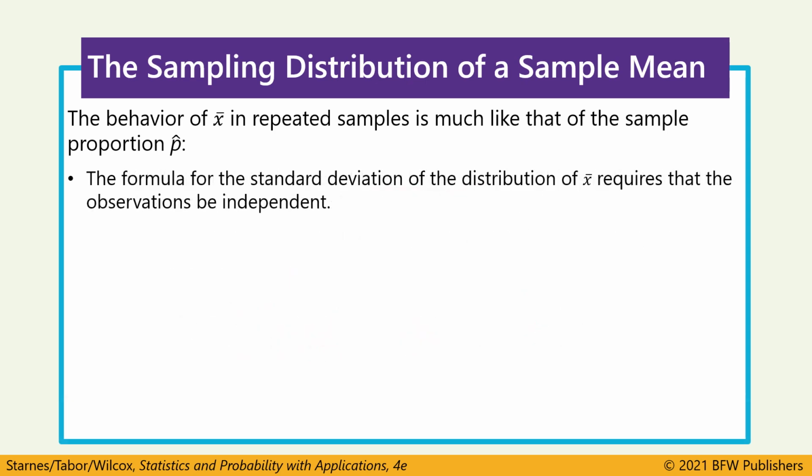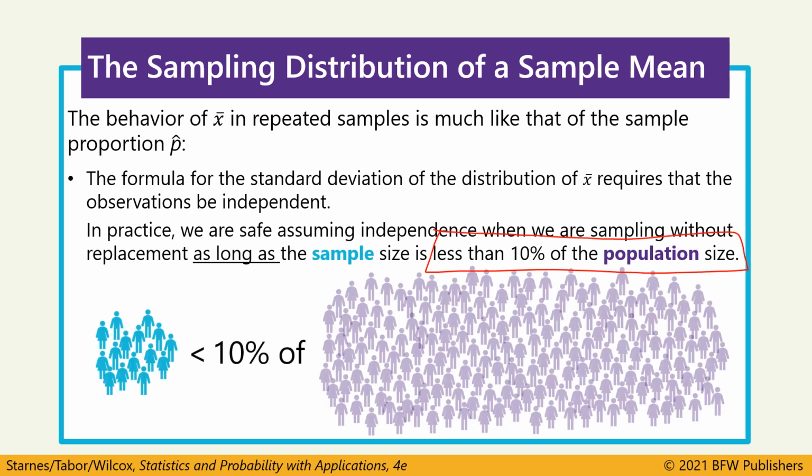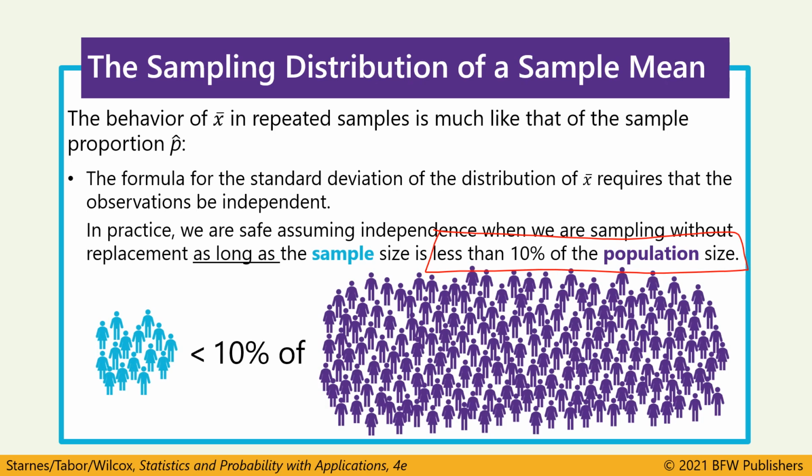As for the conditions that we need to implement a sampling distribution, the first is the same. We need to have independent observations, which is normally not the case because when we select something, we can't select it again. But just like with proportions, if our sample is less than 10% of the population size, we can consider those differences negligible and just pretend that they're independent.